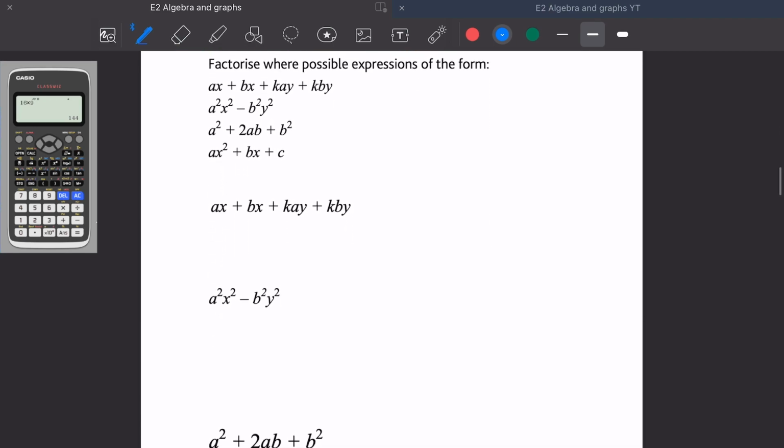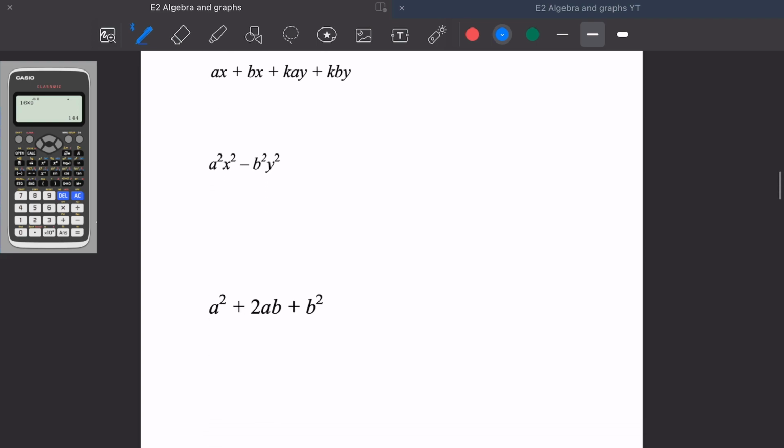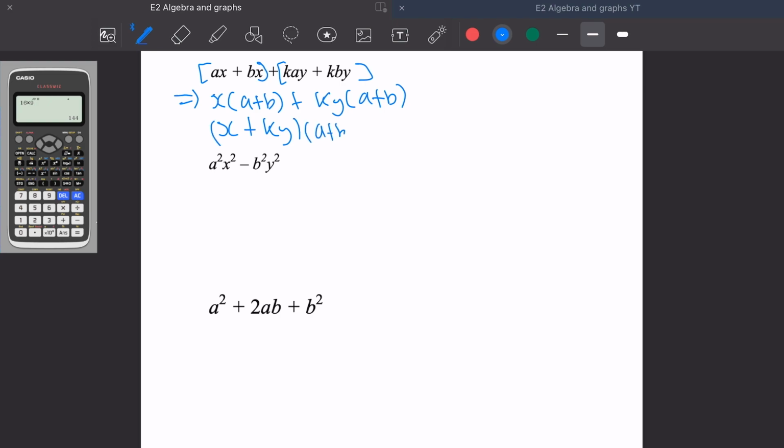The next syllabus statement is factorize where possible expressions of the form ax plus bx plus kay plus kby. So let's take x common over here and ky common here. x into a plus b plus ky into a plus b. So a plus b is common. So this becomes x plus ky into a plus b.